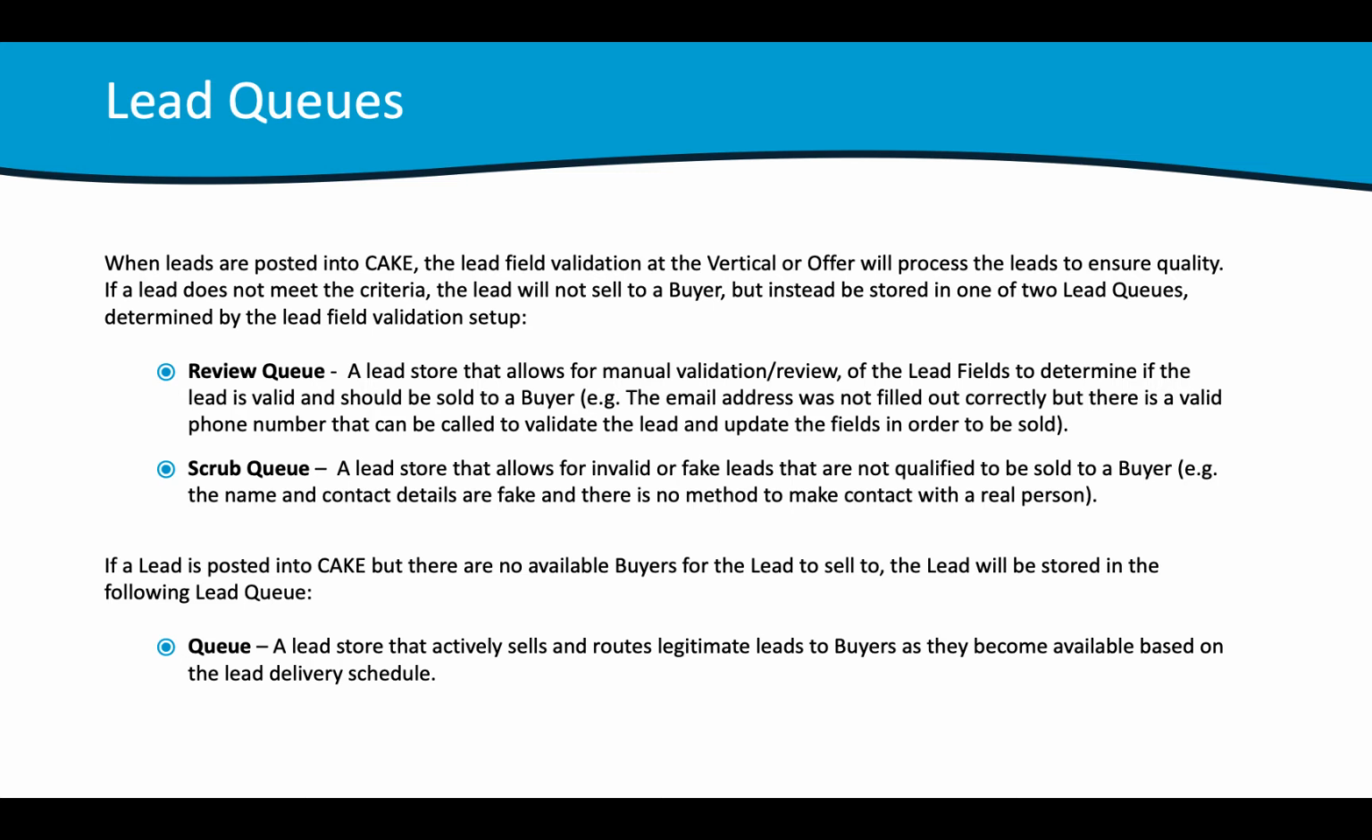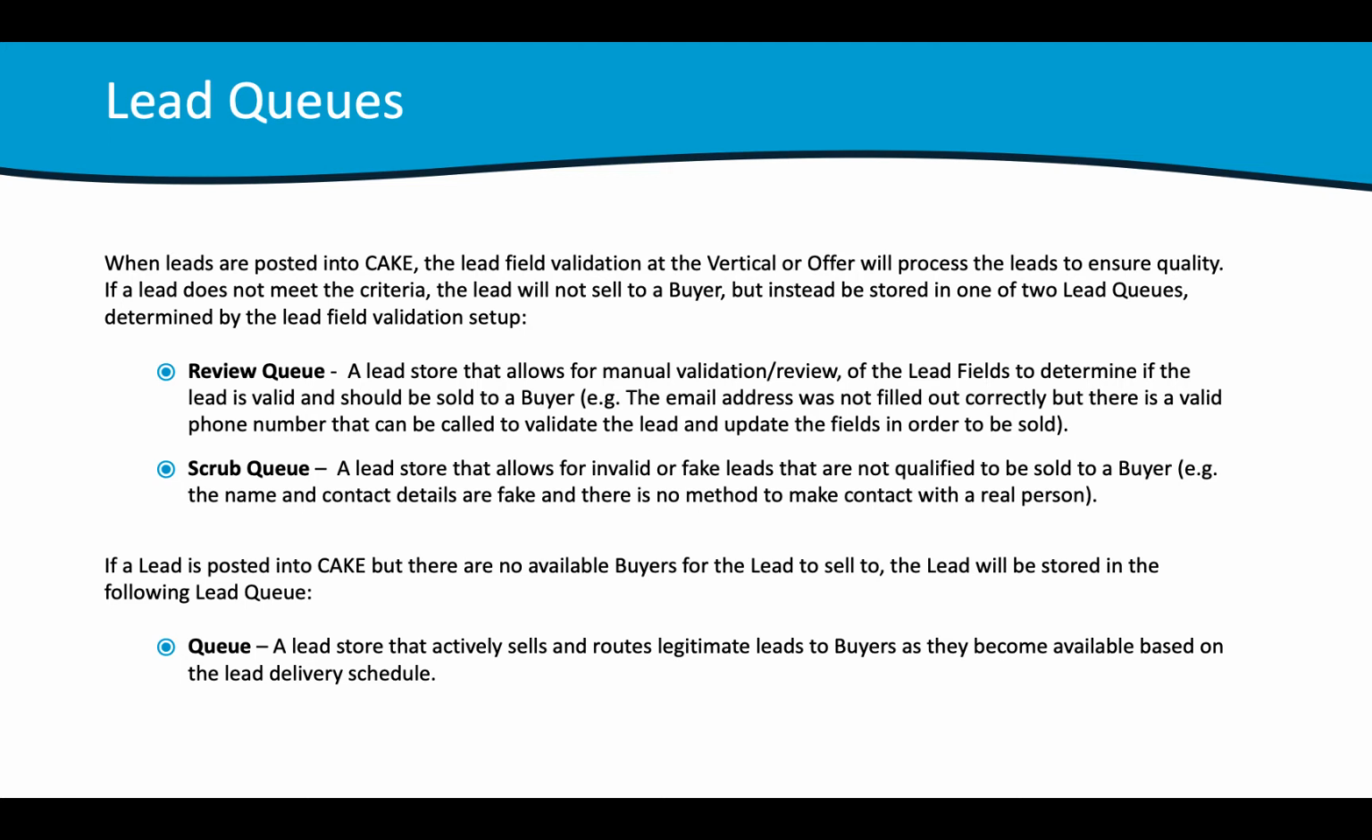So let's get into what the review queue is. It is a lead store that allows for manual validation or review of the lead fields to determine if the lead is valid and if it should be sold to a buyer. The example here is that the email address was not filled out correctly, but there is a valid phone number that can be called to validate the lead and update the fields in order to be sold. So you can call the customer, correct the email address, and then push the lead into the queue to be sold. That's one workflow of using the review queue.